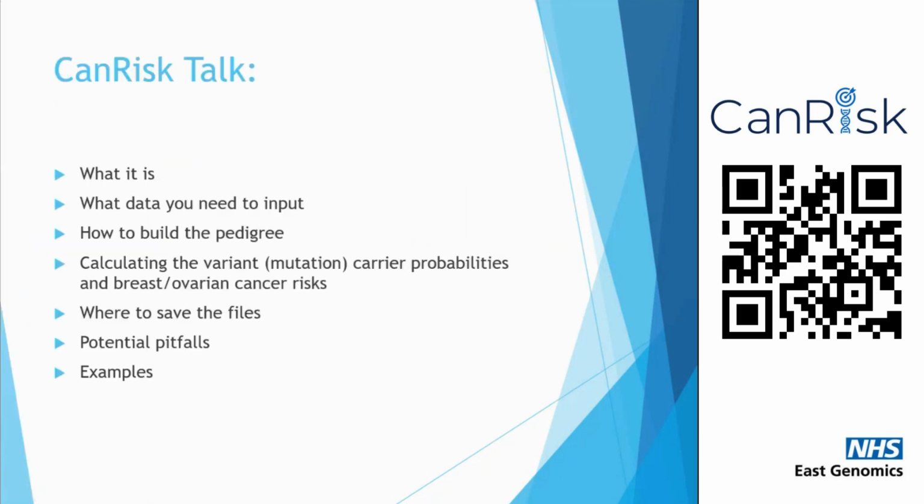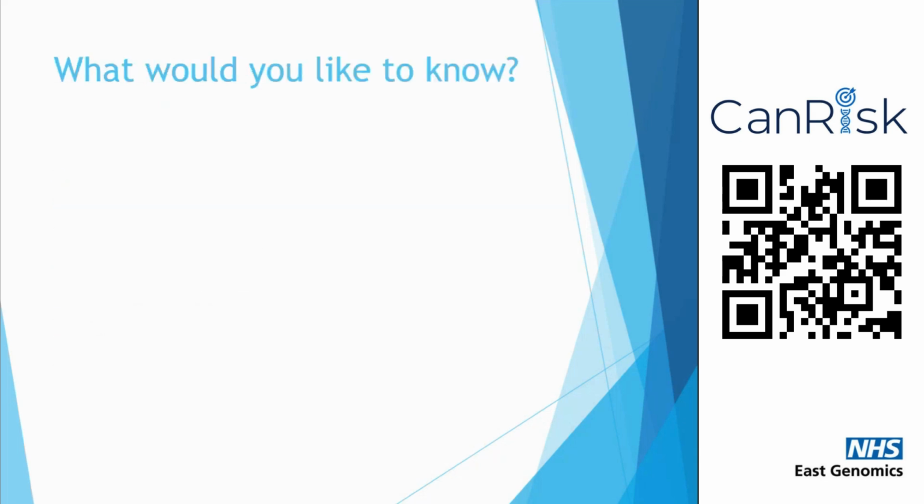Today's presentation, I'm just going to go through a bit of detail about what CanRisk is, what data you need to input onto it, how to build a pedigree or family tree onto the system, how to calculate the variant or mutation carrier probabilities and breast and ovarian risks, where to save the files, and obviously that's going to be different for all your different departments, but I'll talk through how we do it locally, and I'm sure you can find a model that works for you locally. Potential pitfalls in using CanRisk, and then we can work through some examples as well.